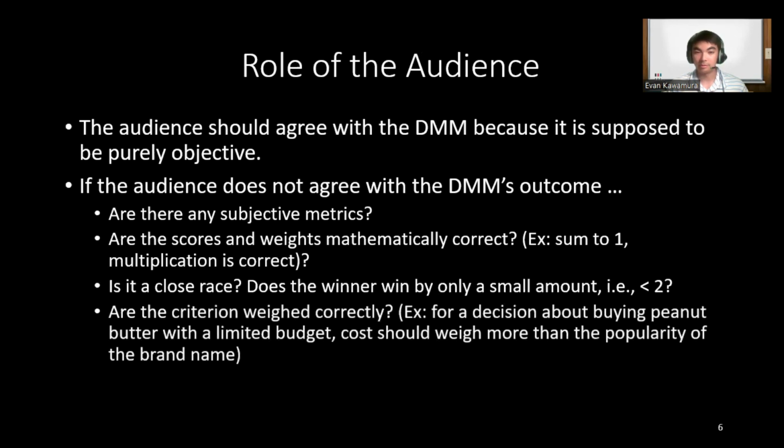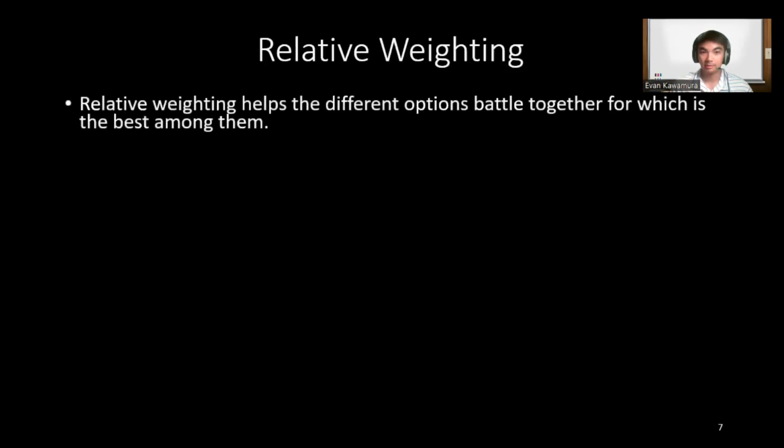Another reason the audience might not agree with your DMM is your criteria might not be weighed correctly. So let's say you're going to go out to the store and you want to buy peanut butter, but you don't have a lot of money. You've got a limited budget, and therefore your cost should be weighed more than, say, the popularity of a brand name, right?